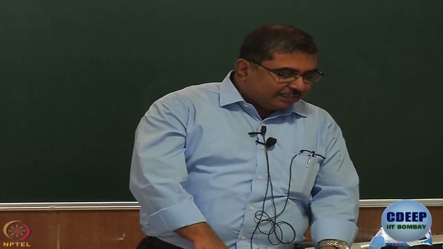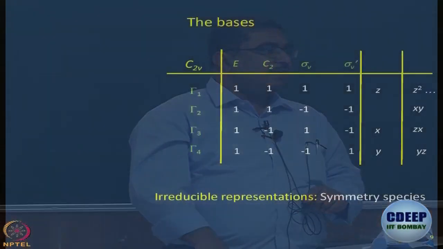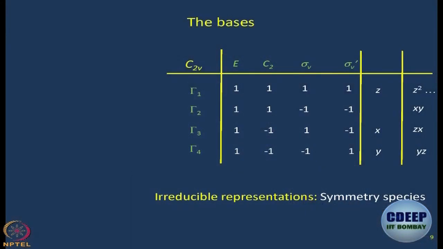And then we worked out the bases as well, and what is not written here is Rx, Ry, Rz. Did we work out Rx, Ry, Rz on the board? We did not do it, right. We can do it now, or maybe we will do it when we show you the entire character table.